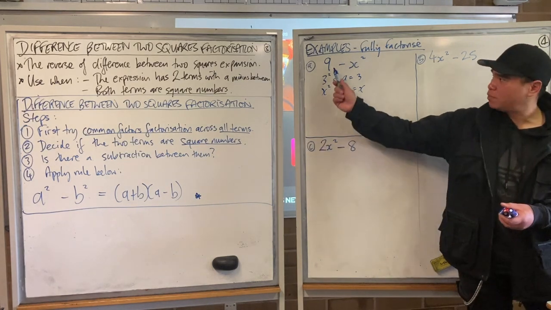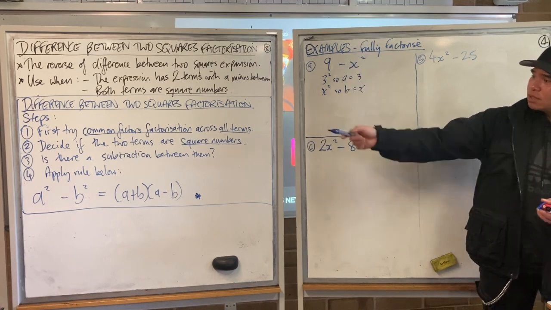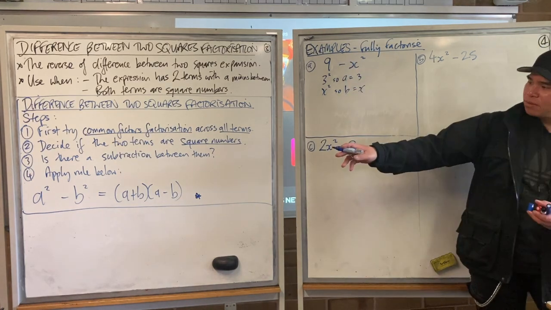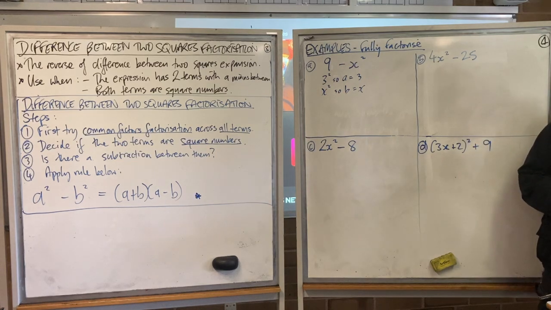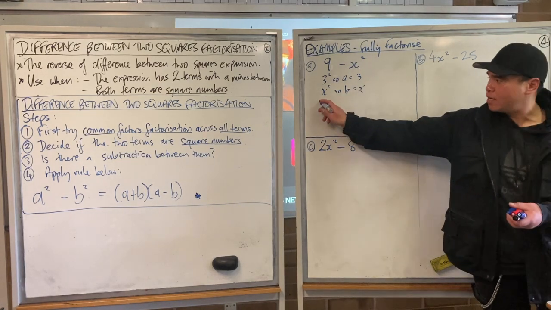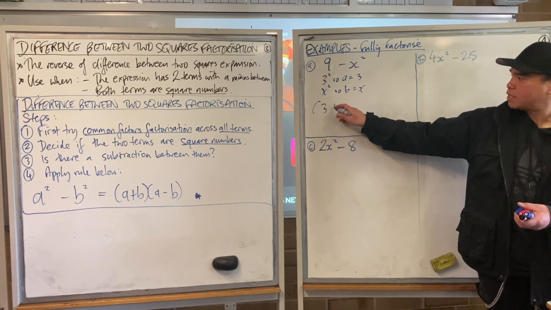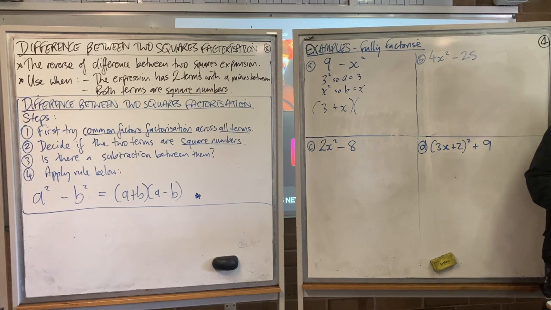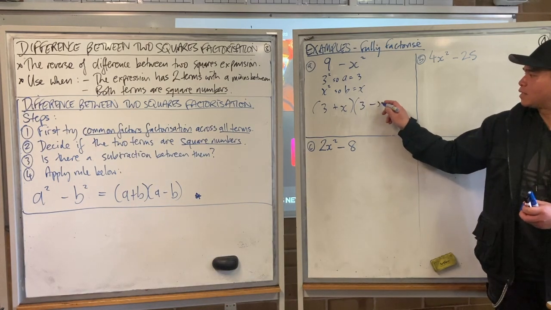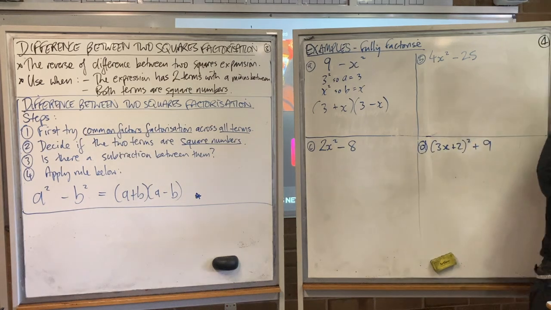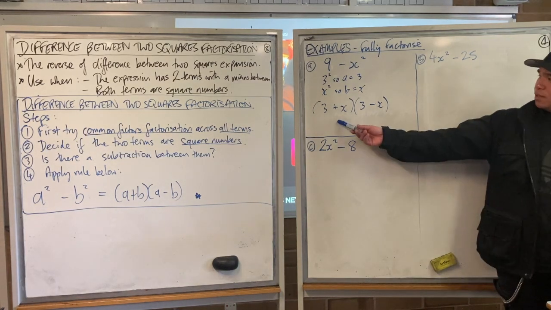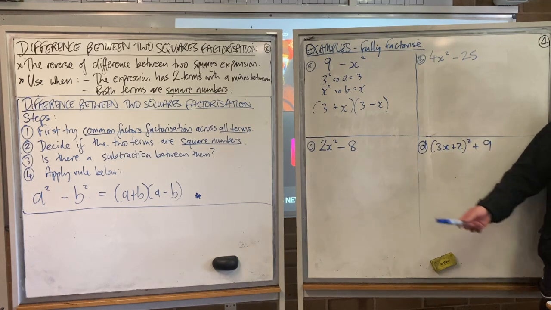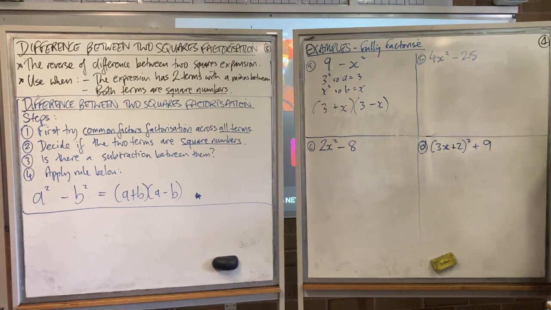Is there a subtraction between these two things? So that's step 3, apply the rule below. A squared take B squared is equal to A plus B, A minus B. So A is 3, so it's going to be 3 plus B, which was x. What do we chuck in the second set of brackets? Is it still A plus B? Is there an A minus B this time? A minus B. Yeah, so it's going to be 3 take x instead. Now if you didn't trust me, you could FOIL this. And if you foiled it properly and didn't stuff it up, you would get 9 take x squared again.